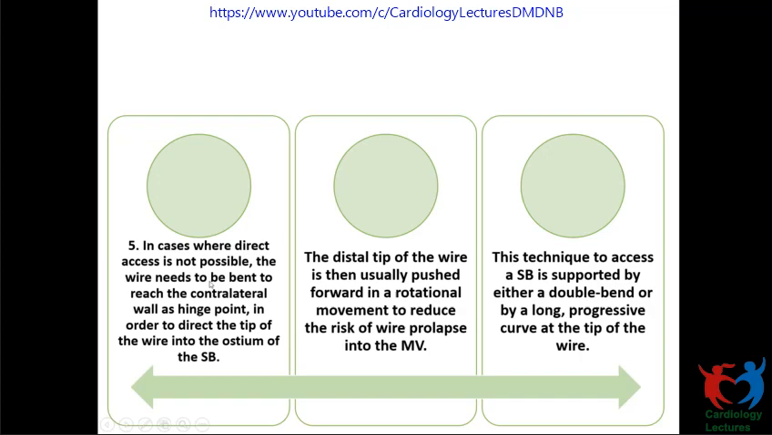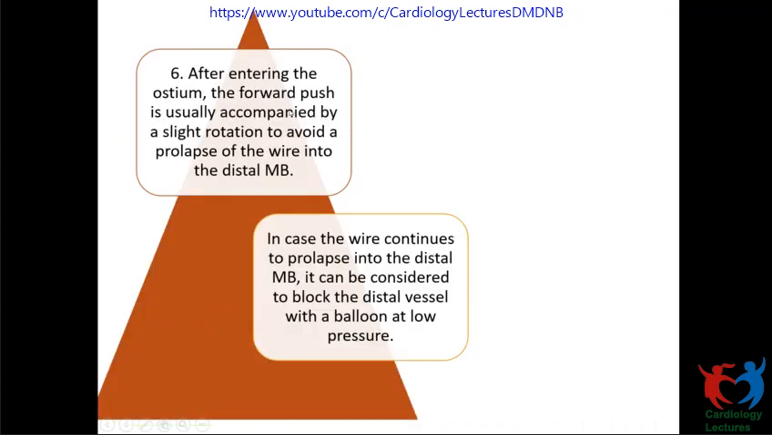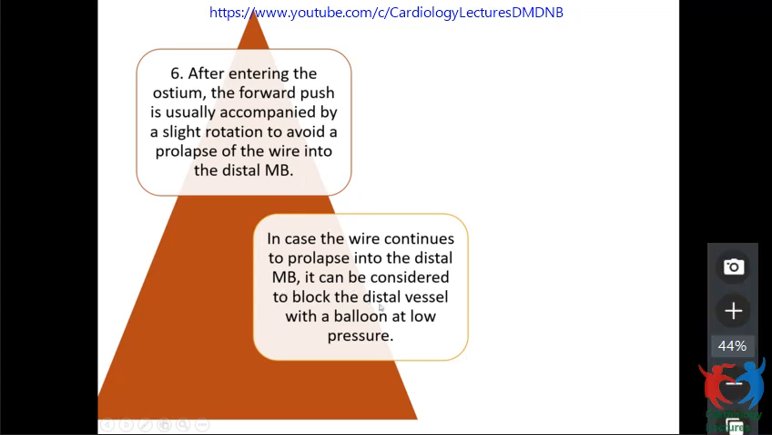And where direct access is not possible, the wire needs to be bent to reach the contralateral wall as a hinge point in order to direct the tip of the wire into the ostium of the side branch. And the distal tip of the wire is then usually pushed forward in rotational movement to reduce the risk of wire prolapse into the main. So this point is very important, that it has to be with rotational movement. After entering the ostium, the forward push is usually accompanied by a slight rotation to avoid prolapse of wire into the distal main branch. In case the wire continues to prolapse into the distal main branch, it can be considered to block the distal vessel with a balloon at low pressure, and then we get a pathway towards the side branch.